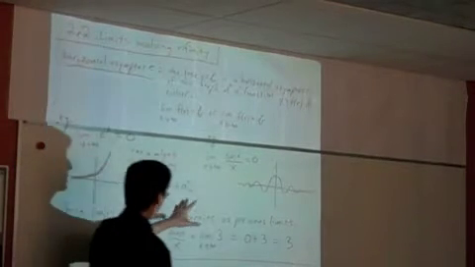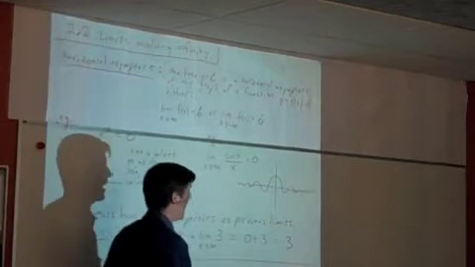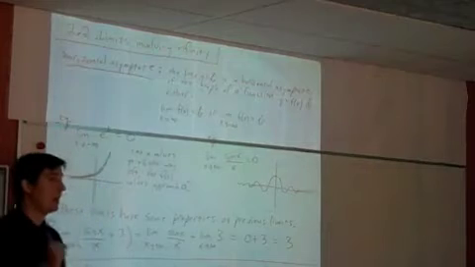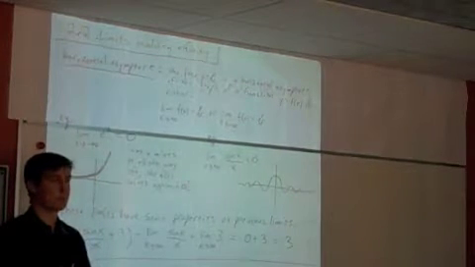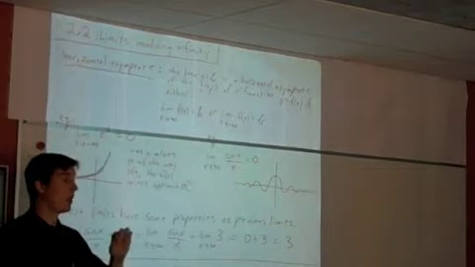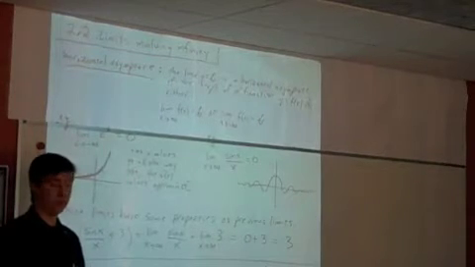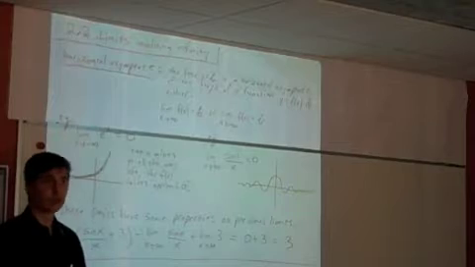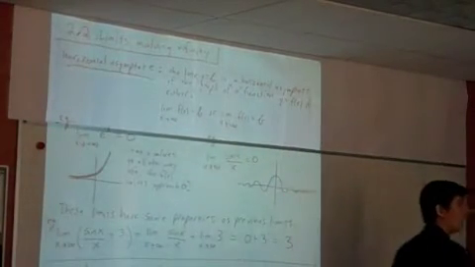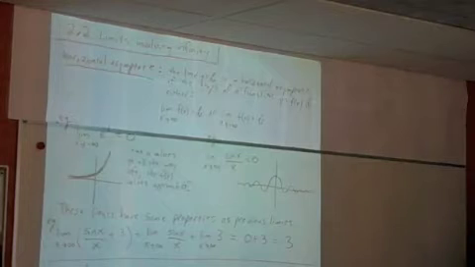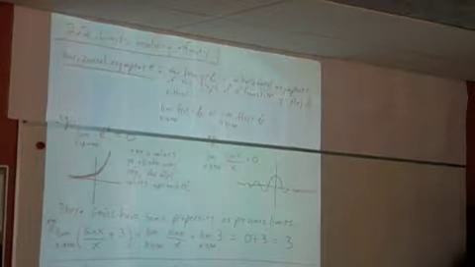Then let's look at this function right here. Sine x over x. What is the limit as x approaches 0 of sine x over x? The limit as x approaches 0. 1. That's from yesterday, yes? The limit as x approaches 0 of sine x over x is equal to 1.